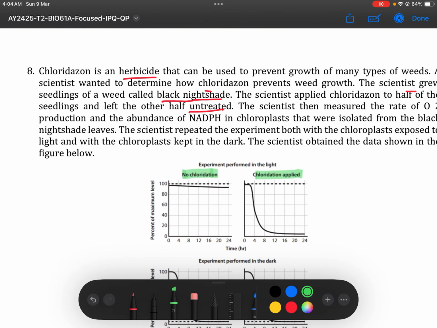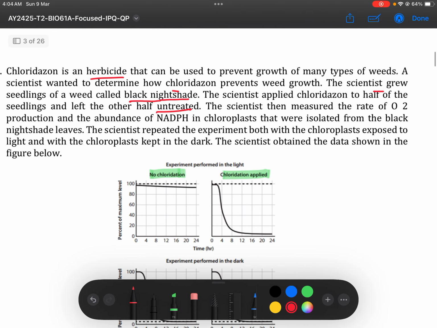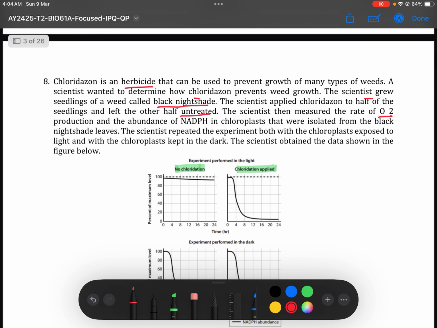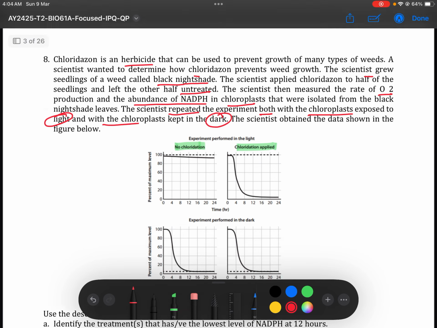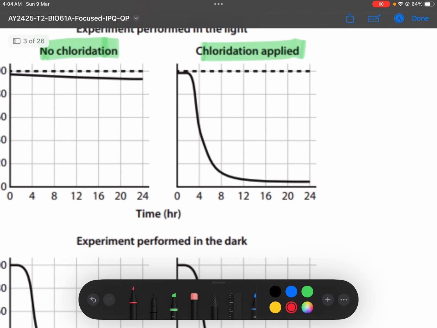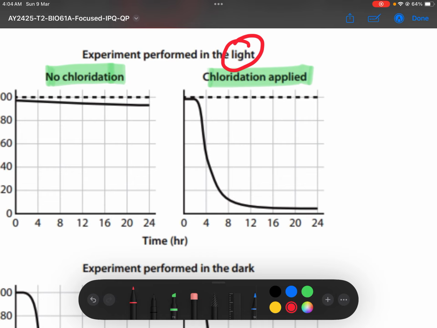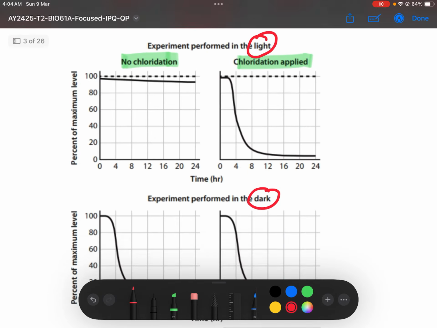Then what did he do further? The scientist measured the rate of O2, that's the oxygen produced, and the abundance of NADPH in the chloroplasts that were isolated from the black nightshade leaves. The scientist repeated the experiments both with the chloroplasts exposed to light and with the chloroplasts kept in the dark. So this is our independent variable now. The scientist obtained the data shown in the figures below, that we have seen over here, but we will look into it. That's in the light and that's in the dark.